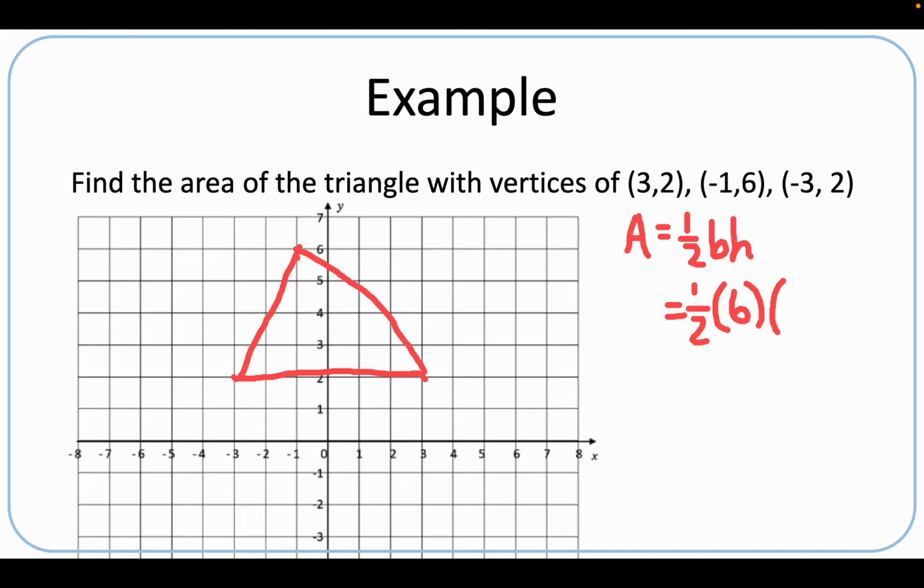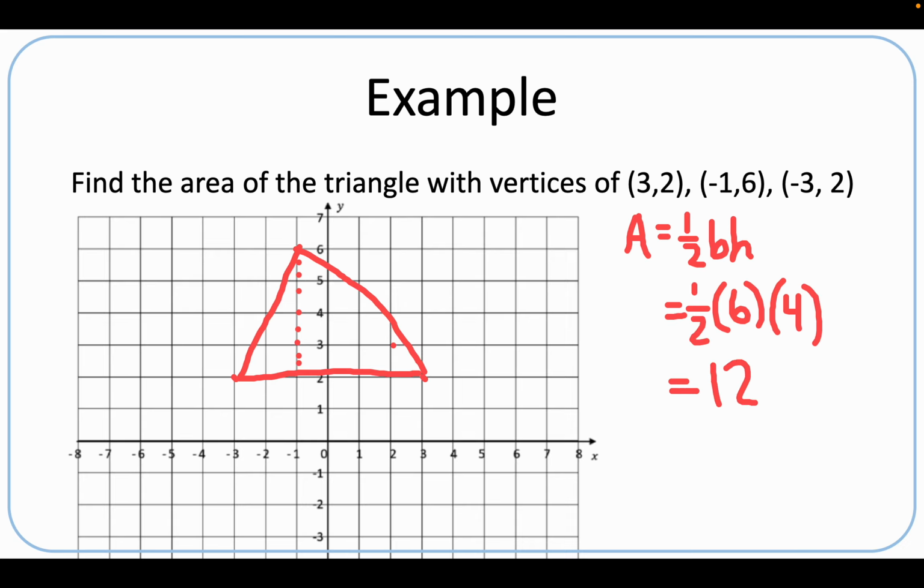So here's our highest point in our triangle, and we want to make a perpendicular line down to the base. So the height of this triangle is 1, 2, 3, 4. So we'll put 4 into our formula here. So we have 6 times 4 is 24, divided by 2 is 12. So the area of our triangle is 12.